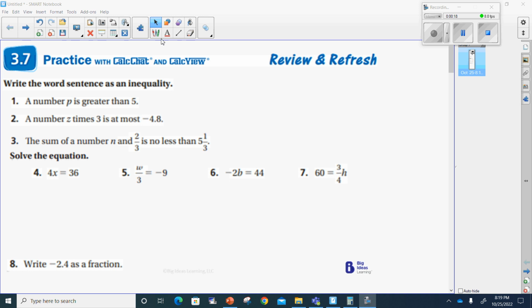I'm not sure why it's not letting me use the marker here. Something seems to be wrong.